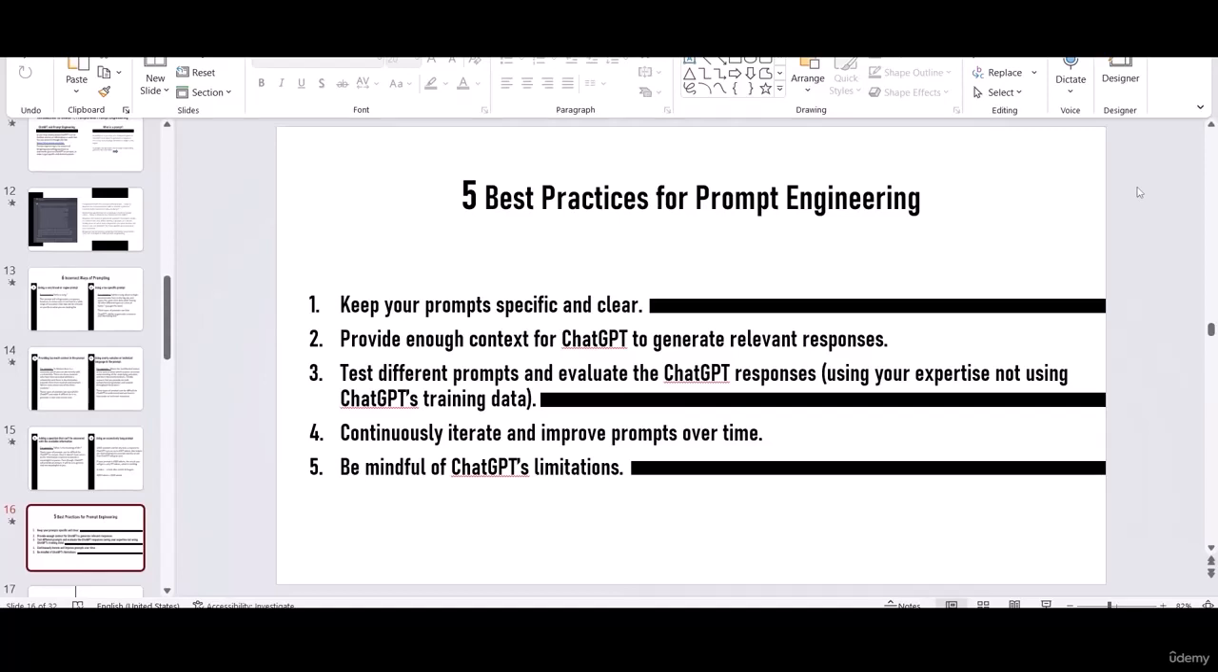So these were the 5 best practices and 6 incorrect ways of prompting. We can wrap this lecture up, and in the next one, we'll start talking about different strategies and methods that you can apply in prompt engineering. It will get very, very interesting.